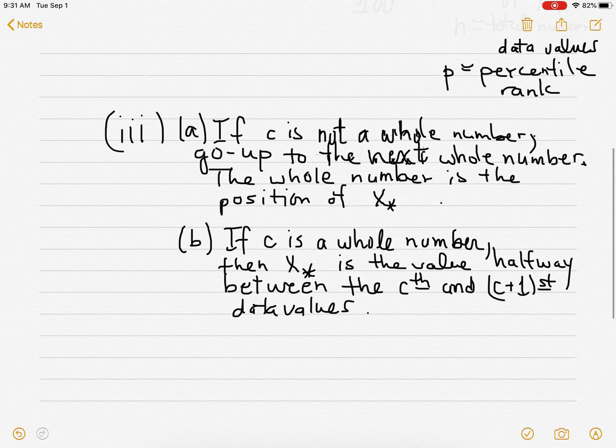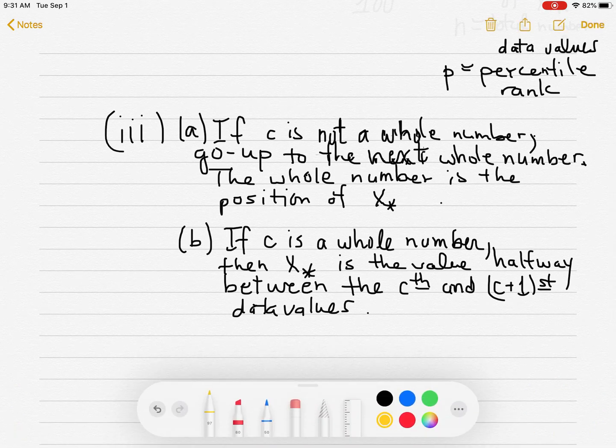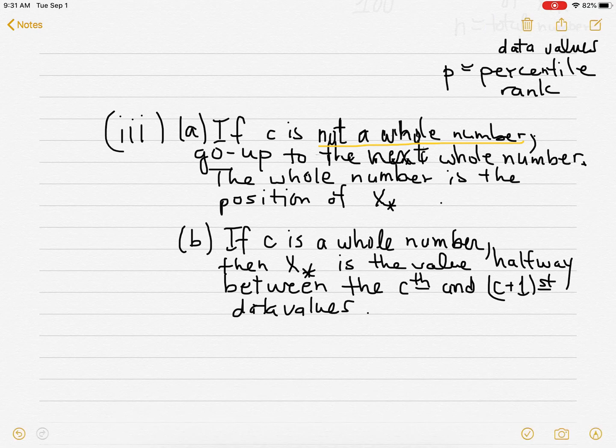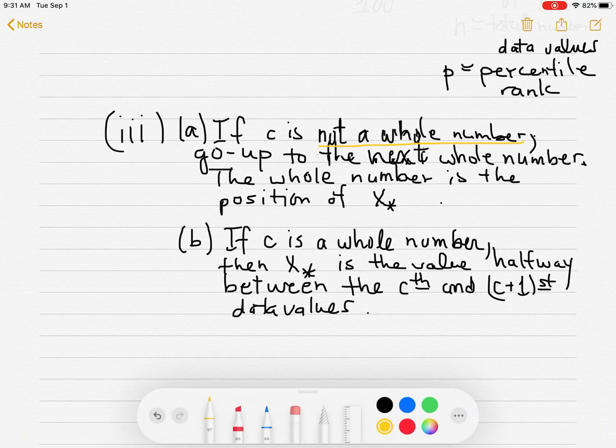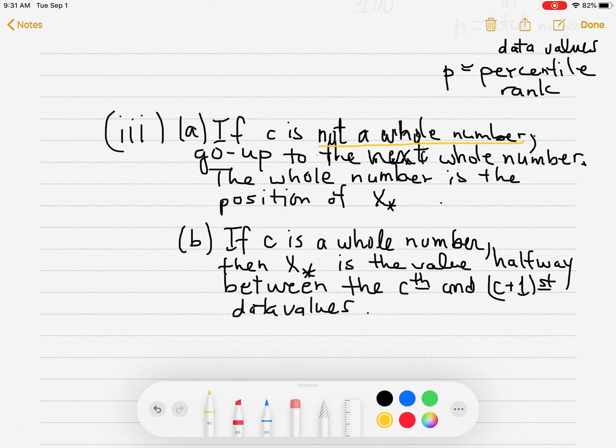Once you have your position approximated, two things can happen. That approximated position that you calculate may not be a whole number. If it's not a whole number, you go up to the next whole number. And that whole number that you go up to is going to be your position of X star. So you just go through the list and count off: if this is in the fifth position, the fifth number would be my X star.